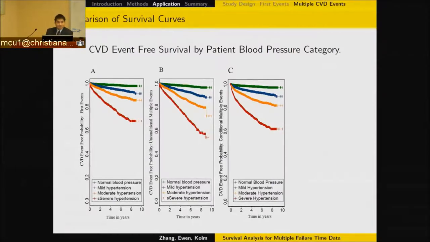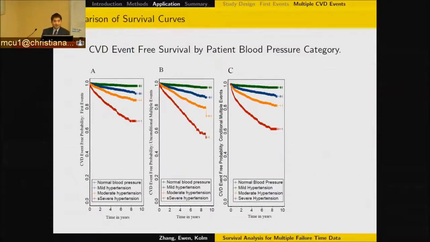I understand multiple events, and I understand the measurements you're making, but for CVD event-free survival, I don't understand, if everyone is going to have a first event, why the curves in A and B look different. Okay, because this is only counted for the first event. I understand that. But everyone has a first event, and that's what makes the survival curve go down when they have an event. They go down again when they have another. It goes down again when they have a second event.